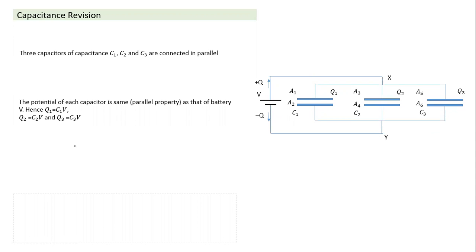In case of parallel, basically potential is the same and the charge is distributed. Whatever charge the battery supplies gets distributed across the different capacitors. So unlike the previous case, here potential is the same and charge is shared. In the previous case, charge was the same and potential was shared.